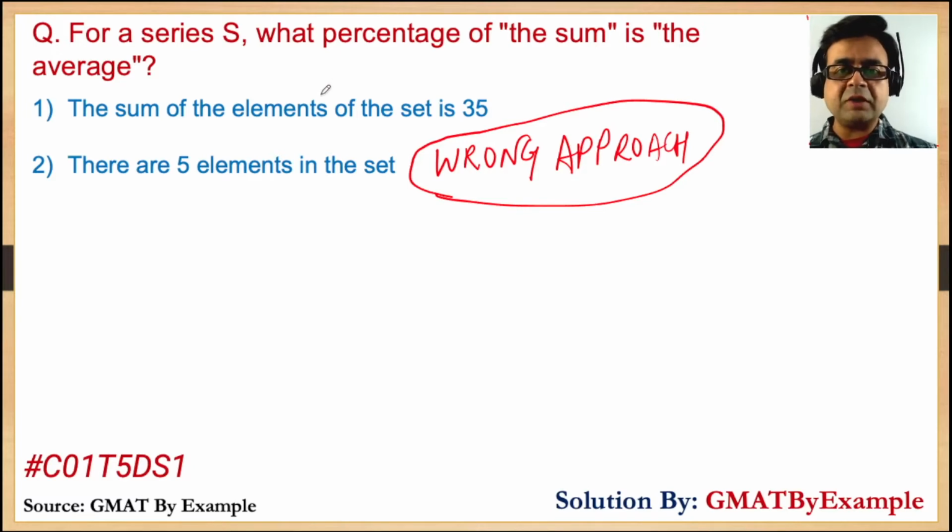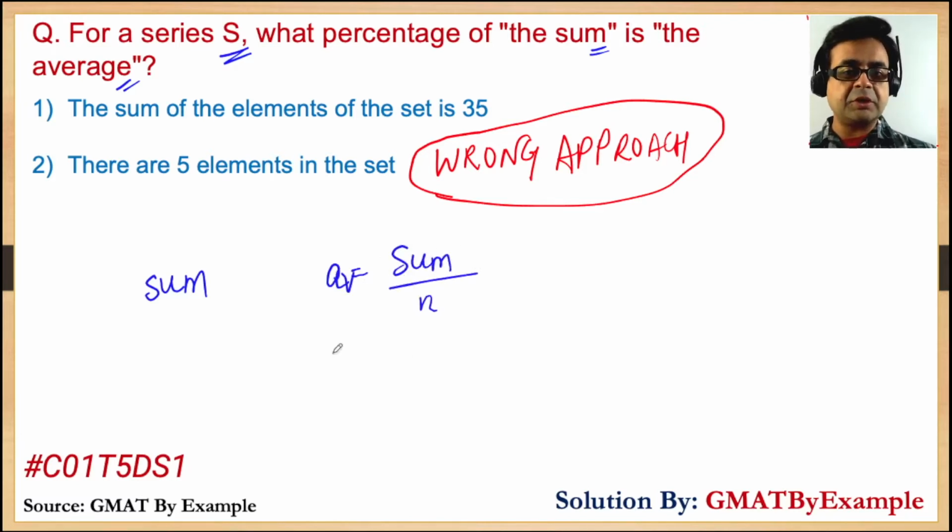So we are given that there is a series S and we are asked the percentage of the sum and the average. So in my mind, we are thinking, okay, we need the sum of the series, right? So somehow we need to know the sum of the series. And if we know the sum of the series and the number of elements in the series, then we will know the average also, because average is equal to sum divided by number. So if I can know the sum of the series and I can know the number of elements, then I know the answer to this question, because I can divide the sum and average to find the percentage.